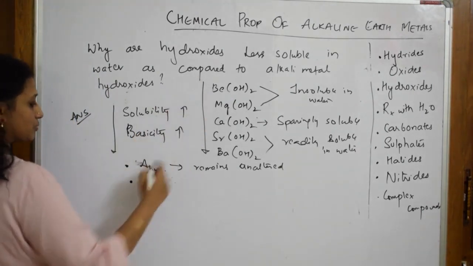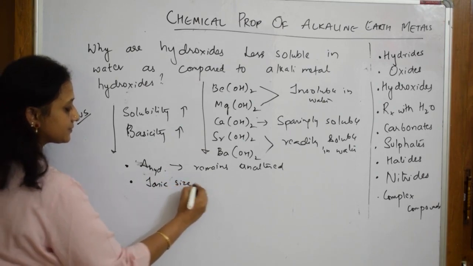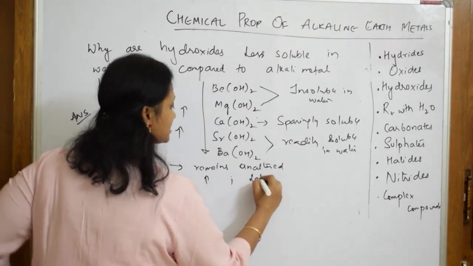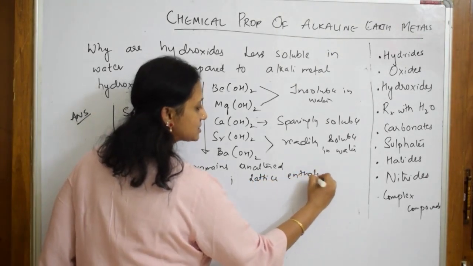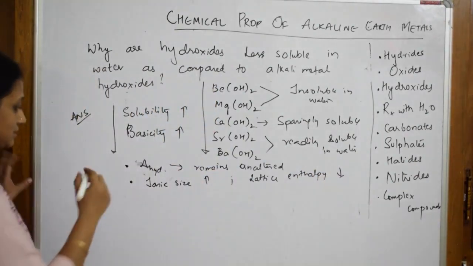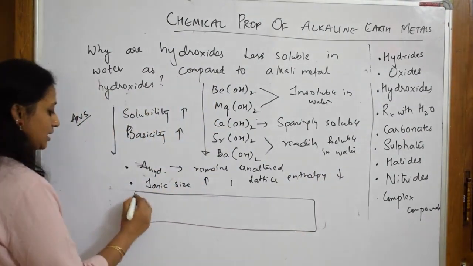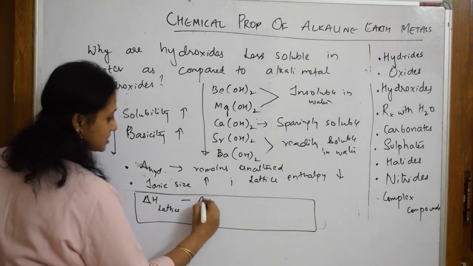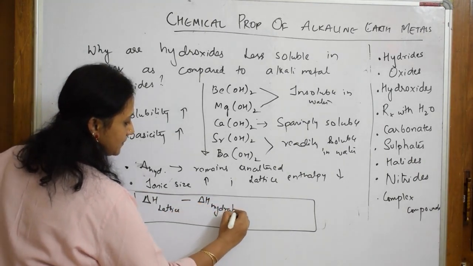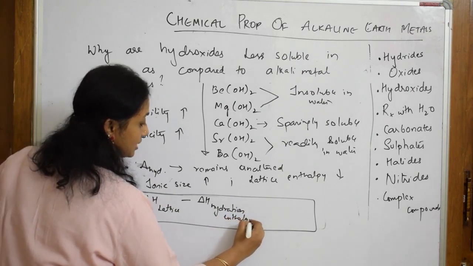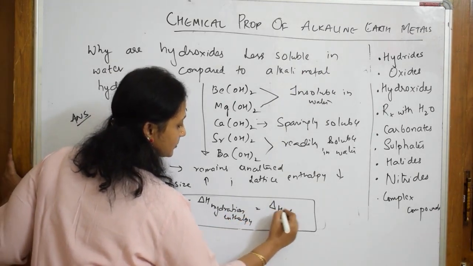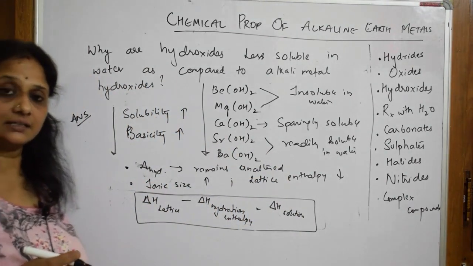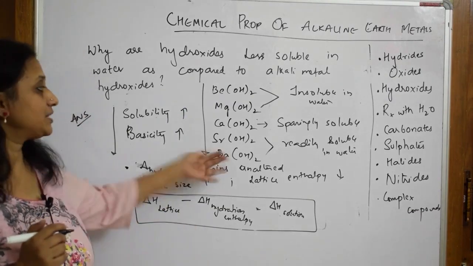So what do we say? From top to bottom, as ionic size increases, lattice enthalpy starts decreasing. Now we also have a formula, isn't it? What is that formula? Let's see. Delta H lattice enthalpy minus delta H hydration enthalpy is equal to delta H solution. Okay, this is what we have studied. So according to this concept, the alkaline earth metals have lesser solubility compared to alkali metals.